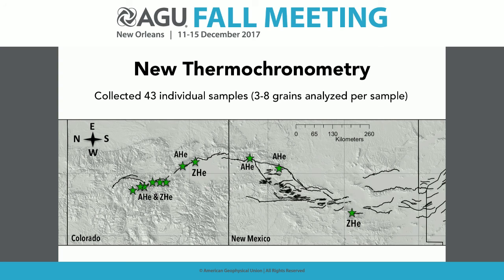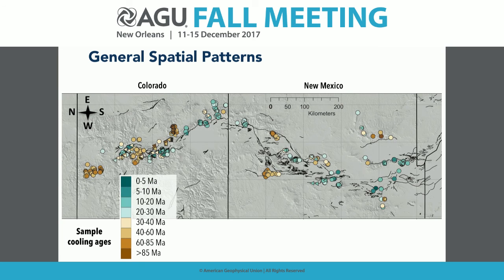And so with these new data, I can compile that with everything that's already been collected, and now you have this very large data set with over 400 samples of thermochronometric data across the entire part of the rift. So this color scheme here is just showing you the cooling ages of those samples.